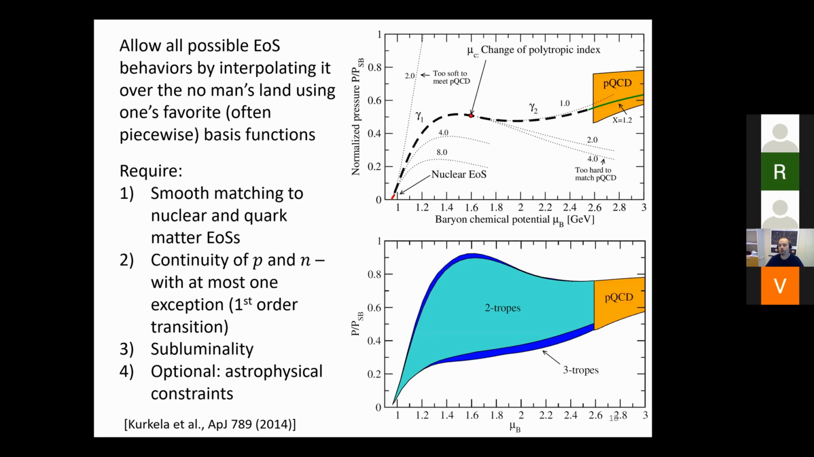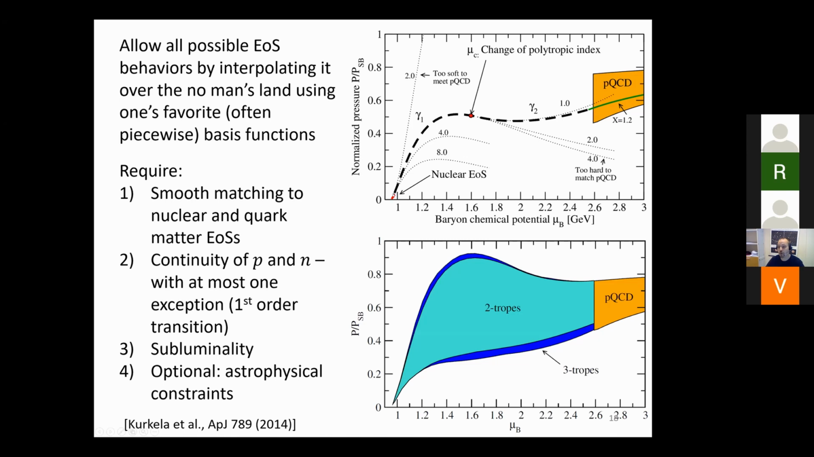Now, in a nutshell, the idea in this interpolation approach is that we take the low density and high density limits of the equation of state at face value. We take these as given to us by these microscopic calculations, and then we divide the density regime in between these two limits, this no man's land, into several pieces, and we use some kinds of interpolating functions to fill this no man's land, requiring a couple of physical constraints.